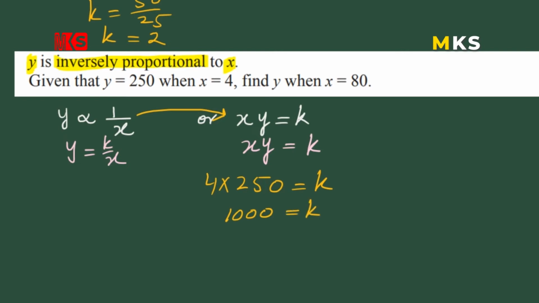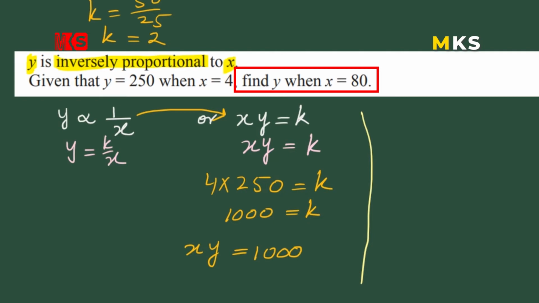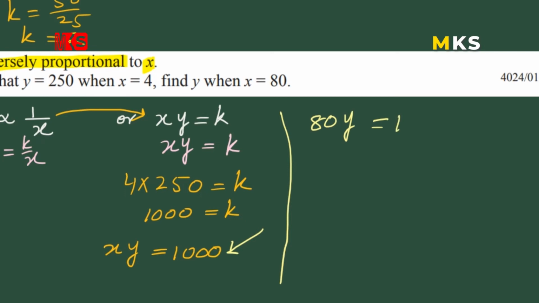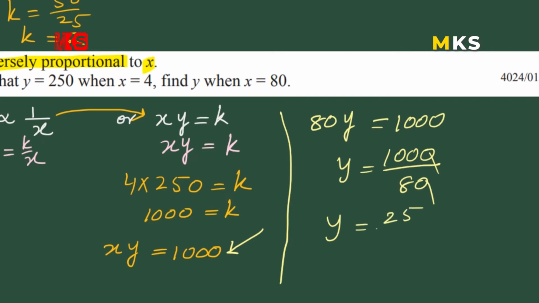So the formula has become xy is equal to 1000. The question is find y when x is 80. So simply we will substitute the value of x in this formula. It will become 80y is equal to 1000. Y is equal to 1000 over 80. So y will be 25 over 2, or you can say 12.5, 12 and 1 over 2, or simply you can leave the answer as 25 over 2.